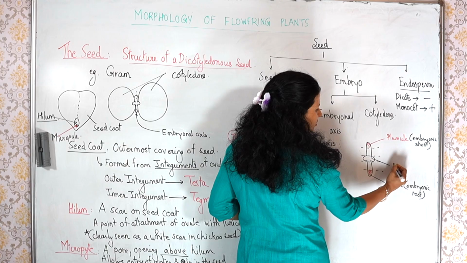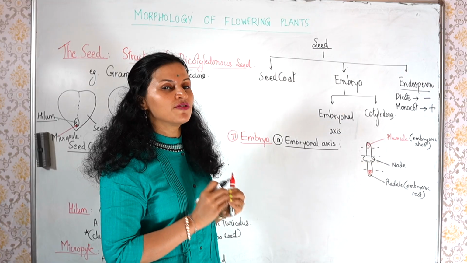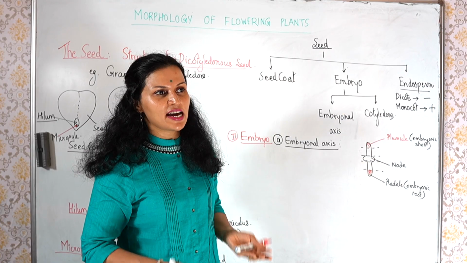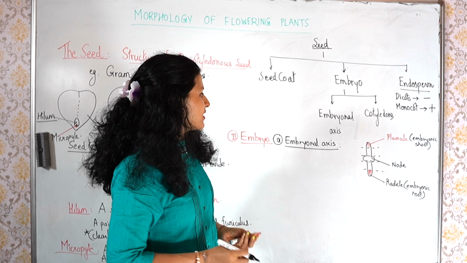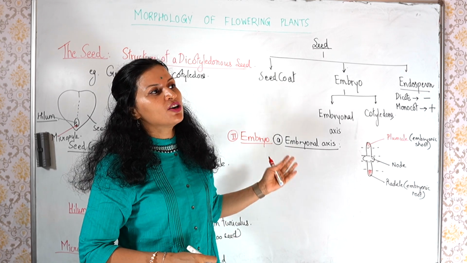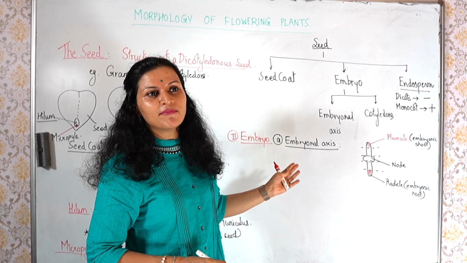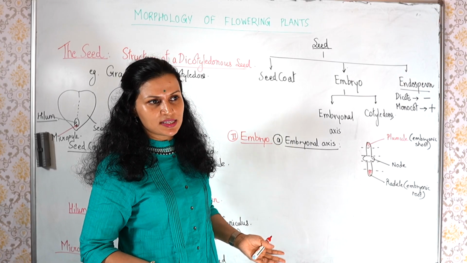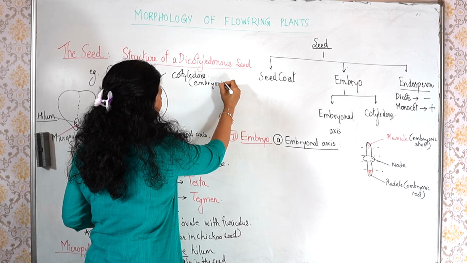These are the nodes. It is from the region of the nodes that these two cotyledons have emerged. Did you know that cotyledons are embryonic leaves? The leaves arise from nodes, isn't it? Over here also, the two cotyledons, the embryonic leaves, have arisen from the nodes itself. Make a mention here, embryonic leaves.